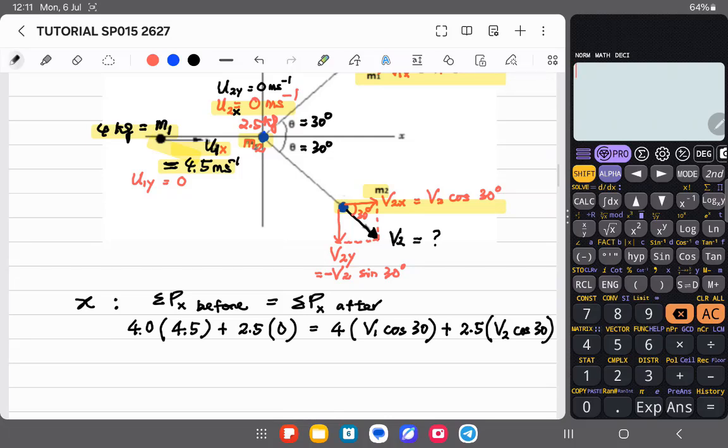Now try to simplify it. 4 times 4.5 is 18. So equal to 4 times cos 30 is 3.464 v1 plus 2.5 times cos 30 is 2.165 v2. But since I have two unknowns, I cannot solve it, so I put it as equation 1.